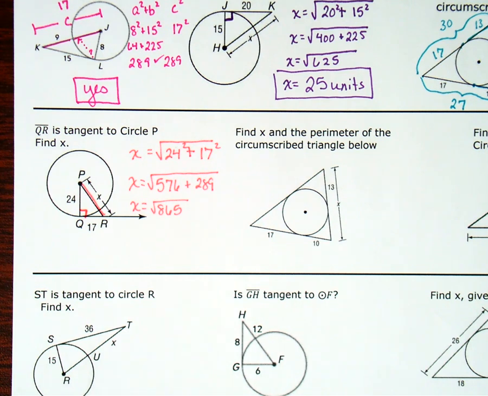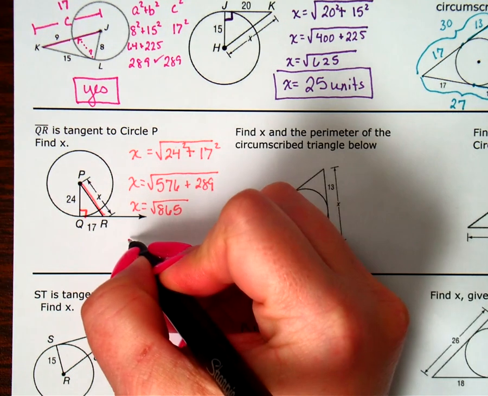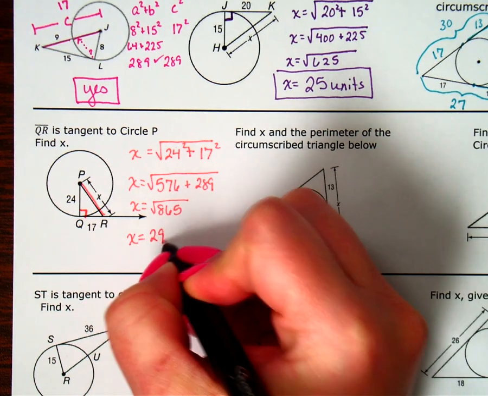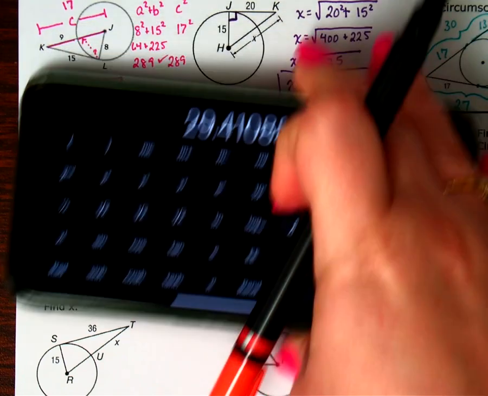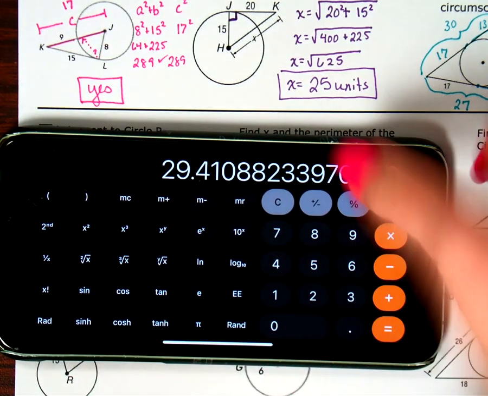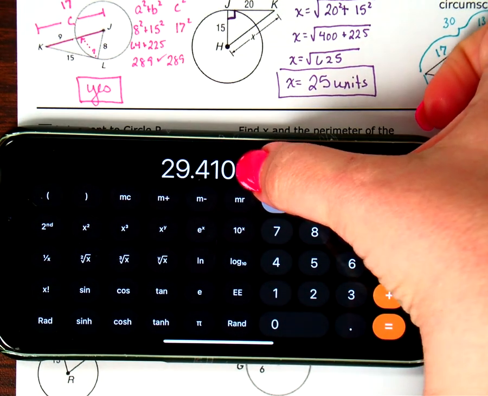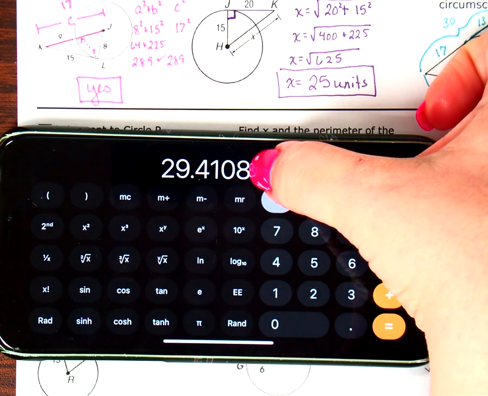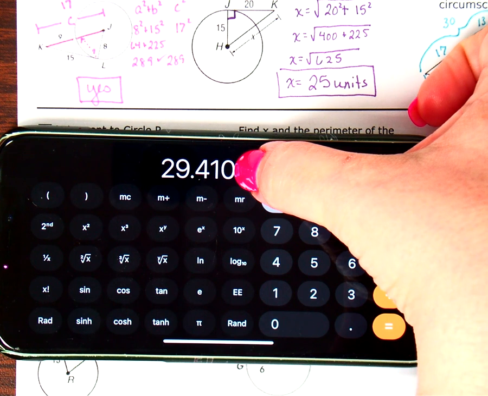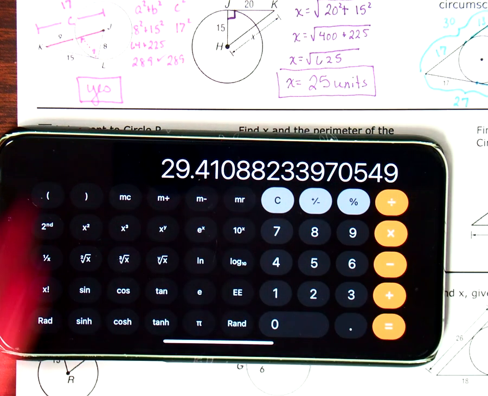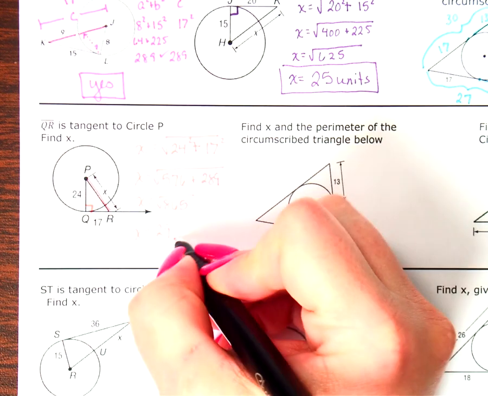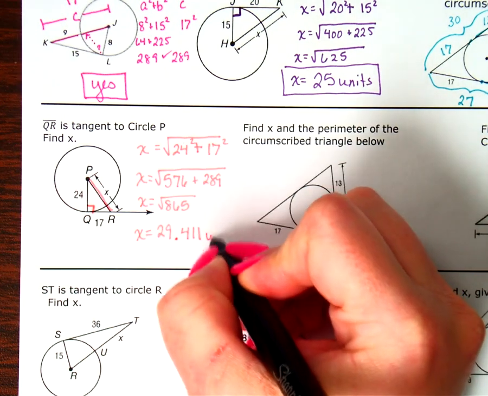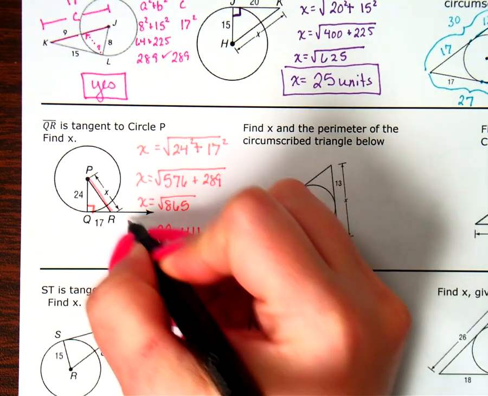I'm going to turn my phone sideways so I can square root, and I get a decimal. That's okay. X equals 29 point. Now, if we're going to round to 3 places, because that's how we've always been rounding this year, I look at 3 places, 410, and then I look after the 0 and say, do I need to round up? Yes, I do. So I'm going to round that up to 411. Okay, 411. And I have units.